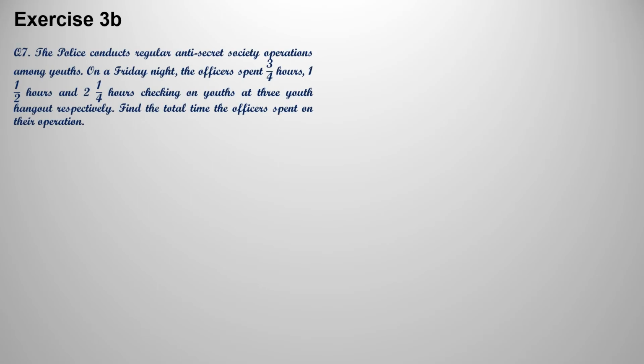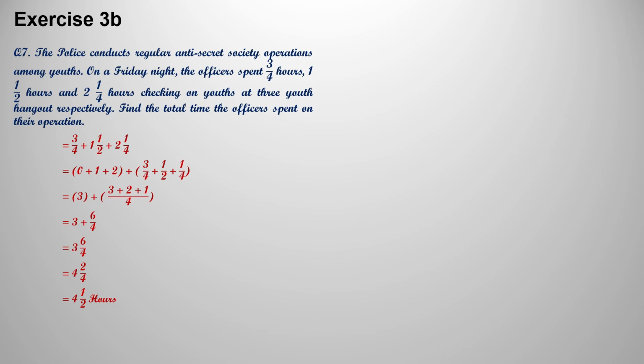Question number 7. The police conducts a regular anti-secret society operation among youth. On a Friday night, the officers spent 3 by 4 hours, 1 whole 1 by 2 hours, and 2 whole 1 by 4 hours checking on youth at 3 youth hangouts respectively. Find the total time the officers spent on the operation. Simply we add them up. 3 by 4 plus 1 whole 1 by 2 plus 2 whole 1 by 4. 4 whole 1 by 2 hours.